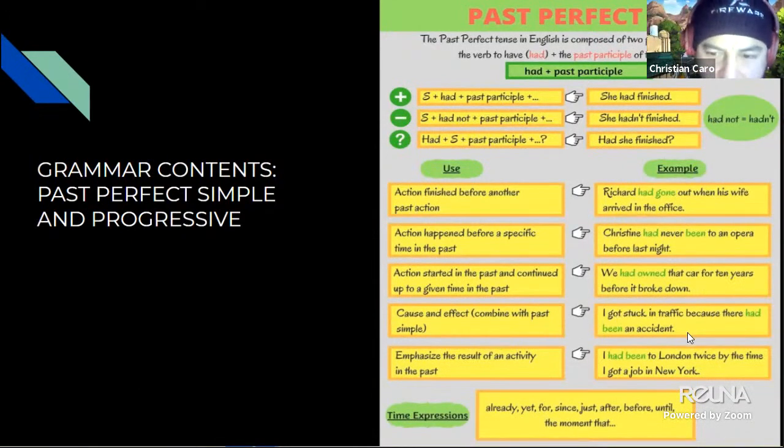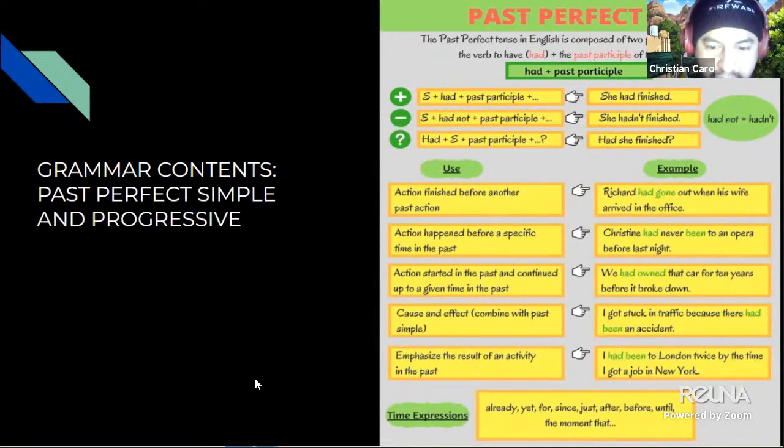Then the next example: I got stuck in traffic because there had been an accident. So in this case, we need to use the connector because we're describing cause and effect, and we use it first with simple past in combination with the past perfect. Okay, because there had been. And to emphasize the result: I had been to London twice by the time I got a job in New York. So again, we're combining past perfect with simple past. But we need to use more expressions of time, like by the time, twice, etc.